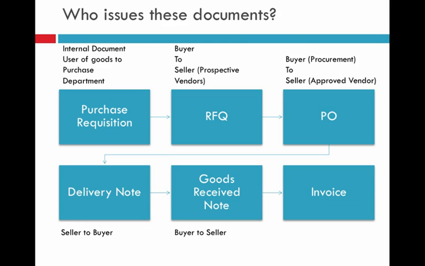And finally, the invoice is issued by the buyer to the seller. Is that right? Or is it issued by the seller to the buyer? Think about it. That's right, it's issued by the seller to the buyer. The invoice or the bill will always be issued by the person who's provided the goods or services, because that person is the person who needs to be paid.